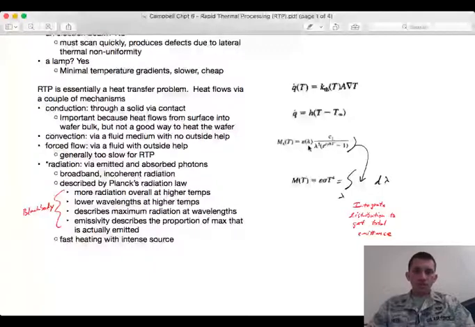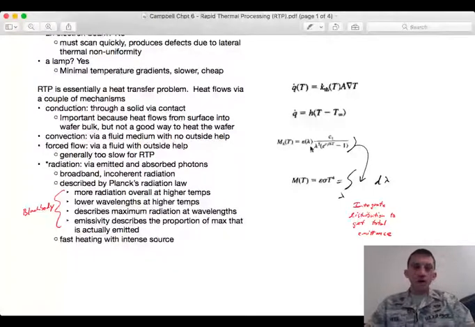If this is 1, we call it a black body, meaning it's a theoretical maximum. If it's less than 1, but constant, if there is no wavelength dependence, we would call it a gray body, because it's something less than black. And if it does have wavelength dependence, which most things do, we would call it a selective emitter.